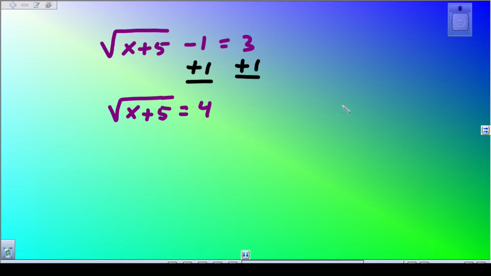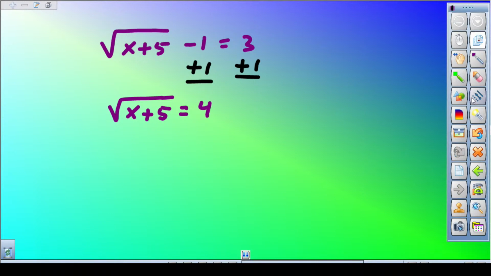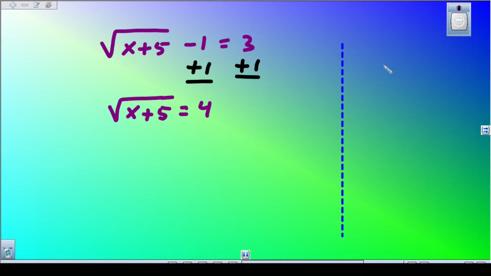The square root, if you guys remember, I'm just going to bring it back to your memory. The square root is a rational exponent, a fraction, and the square root of x is the same as x to the 1/2 power. So just keep that in mind as you are looking at the problem.